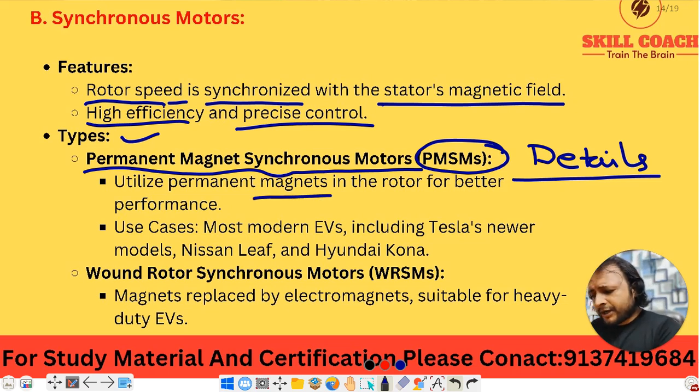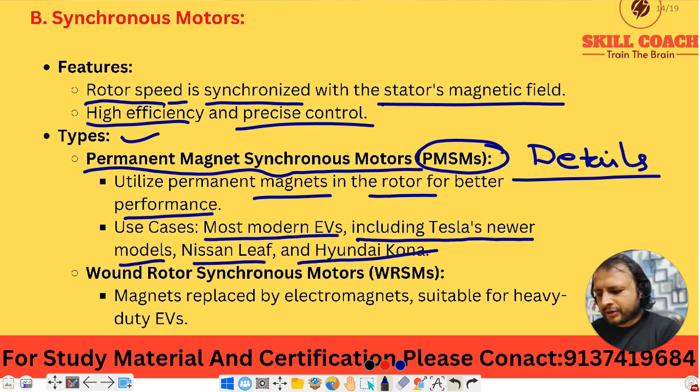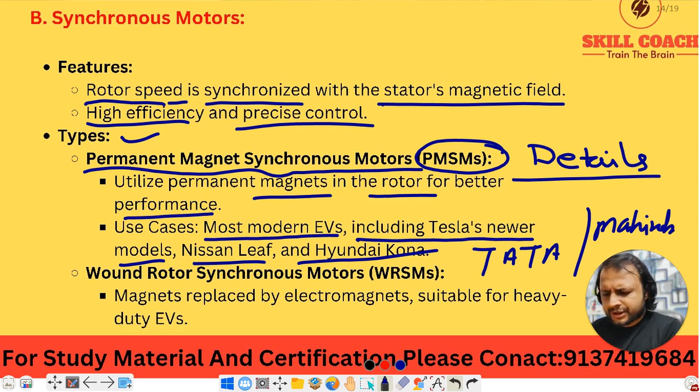And they utilize permanent magnets in the rotor for better performance. And who is using this? Most modern EVs, including Tesla's newer models, Nissan Leaf and Hyundai Kona. And I'm telling you, Tata is using, Mahindra is using. Okay, I forgot to mention here, sorry for that. Because Tata's Nexon is one of India's best electric vehicles. So we should know and mention their names here, but I forgot, sorry for that.